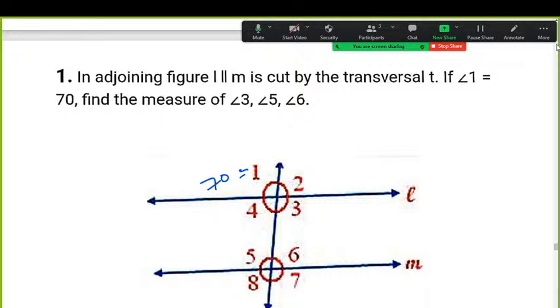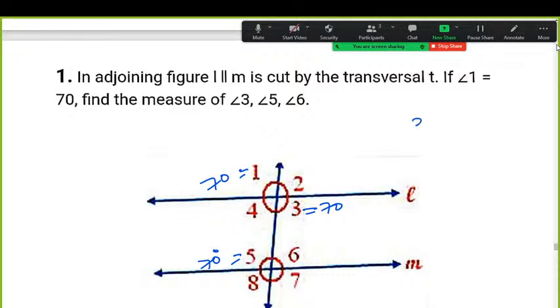Can you tell me angle 3? It's also 70 because they are vertically opposite angles. Can you tell me angle 5 if angle 1 is given to you? Angle 5 is going to be 70, do you think so? 70, exactly. Can you tell me angle 6? 70. No, not 70.